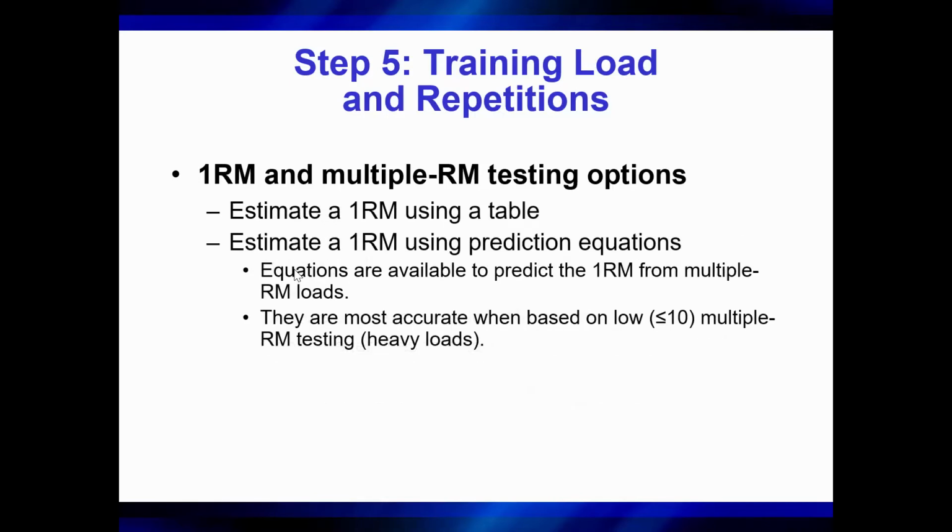Now, the 1 RM and the multiple RM testing options. You can estimate the 1 RM using a table or prediction equations, and there are several of each one of those. There are equations available to predict 1 RM from multiple RM loads. They're the most accurate when based on low, less than or equal to 10 RM testing.